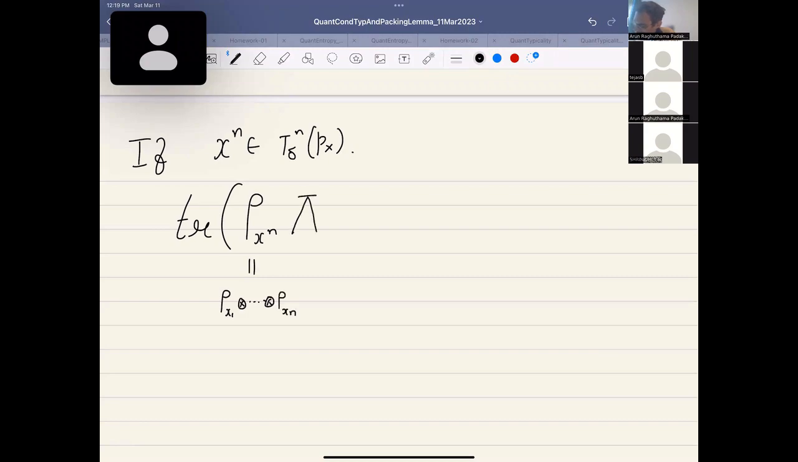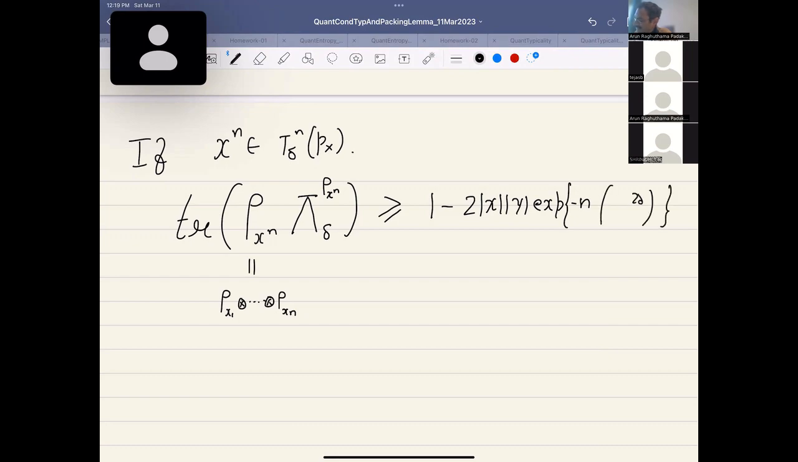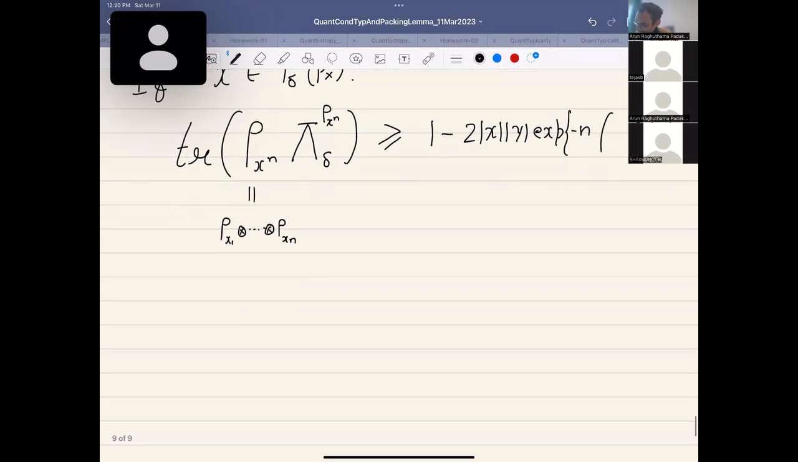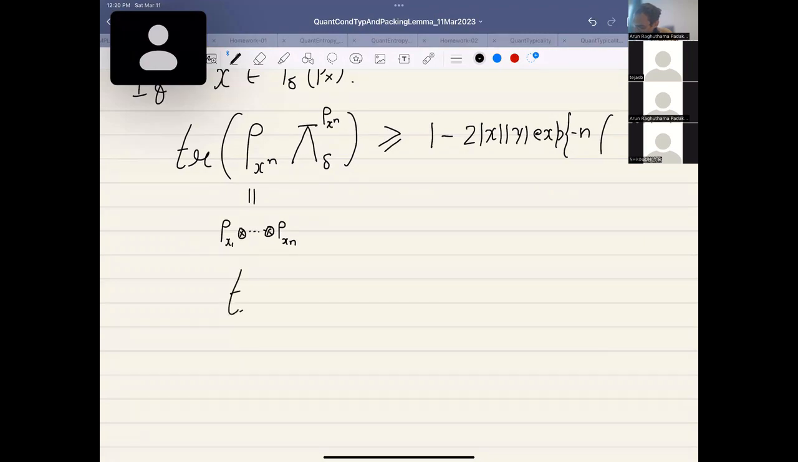And the conditional typical set projector, carefully chosen according to this rho_{x^n}, for delta very large, you're going to get exactly the same expression, exp minus something like 2 cardinality of X, cardinality of Y. And the reason also you will see why you will get minus something here with the 2 delta sitting somewhere here. You're going to get something like this. And you're going to get the trace.